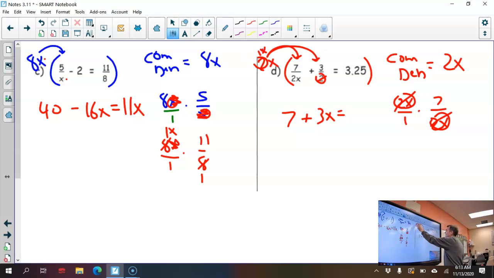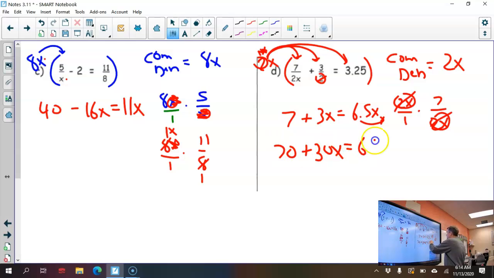And finally, I have 2x times 3.25. Well, 2 times 3.25 is 6.5. This would be 6.5x. Now, it would have been nice if I'd cleared out that decimal as well. Sadly, I did not, but I could still clear it if I wanted to. I could now move the decimal 1 spot by multiplying everything by 10. Or, well, originally I could have done something else, but I'm going to go ahead and multiply everything by 10.